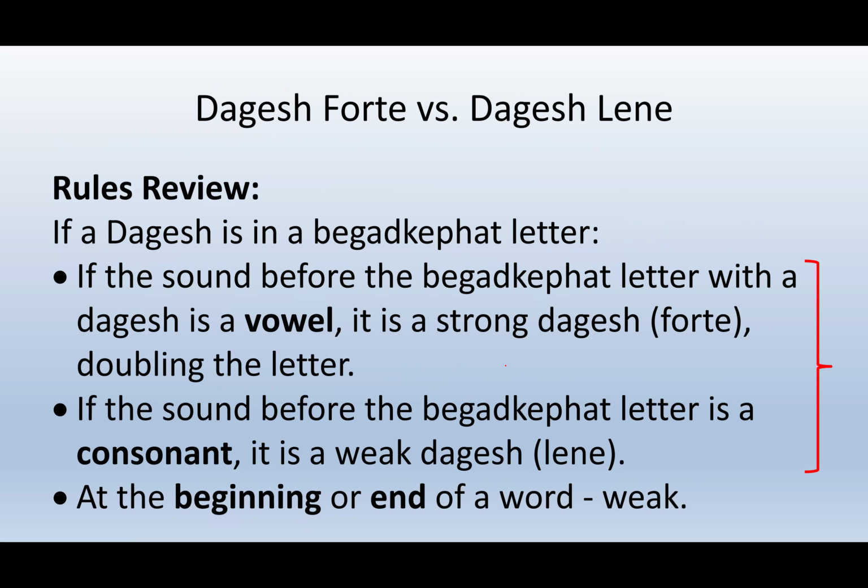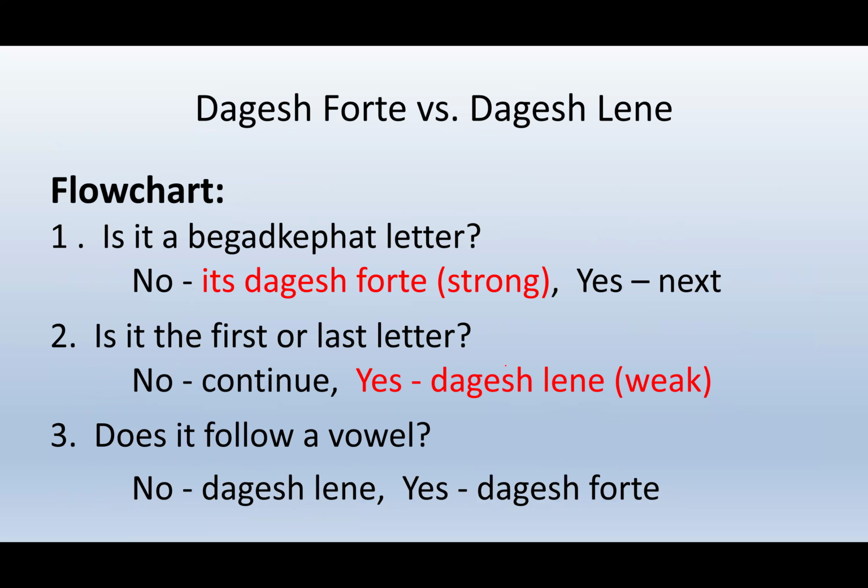If a Dagesh is in a begat kafat letter, if the sound before the begat kafat letter with the Dagesh is a vowel, it's a strong Dagesh, or Dagesh Forte, doubling the letter. If the sound before the begat kafat letter is a consonant, it is a weak Dagesh, or Dagesh Linne. At the beginning or end of the word, it's weak. So I have a flow chart. We'll see this flow chart appear a few times here.